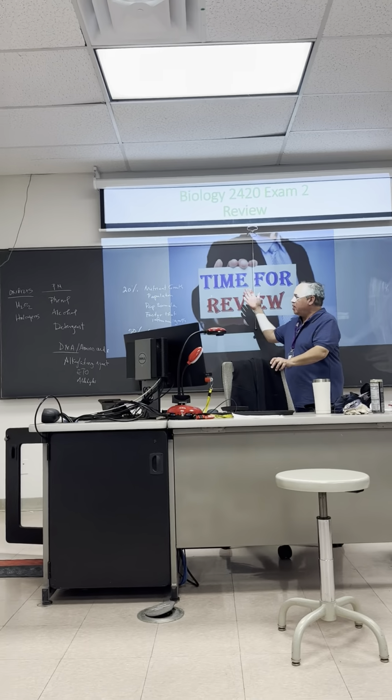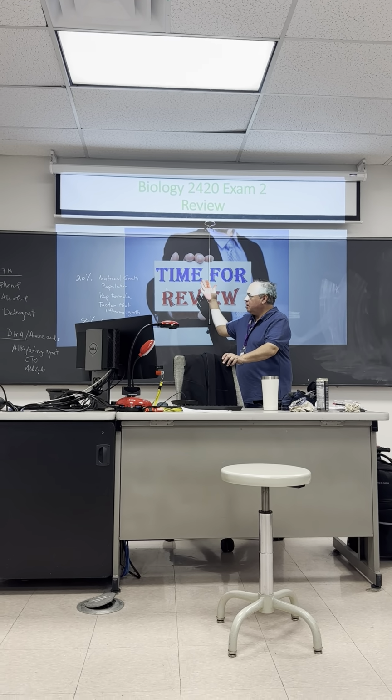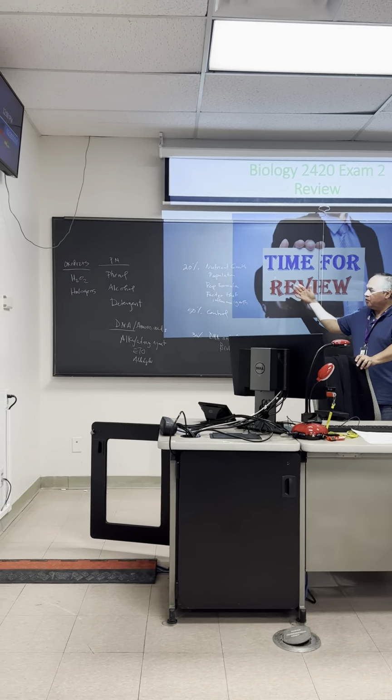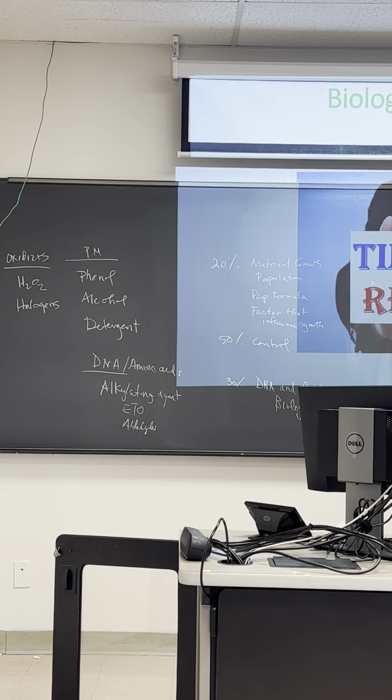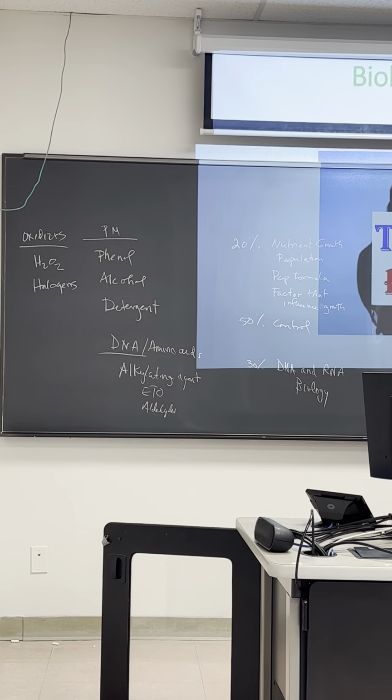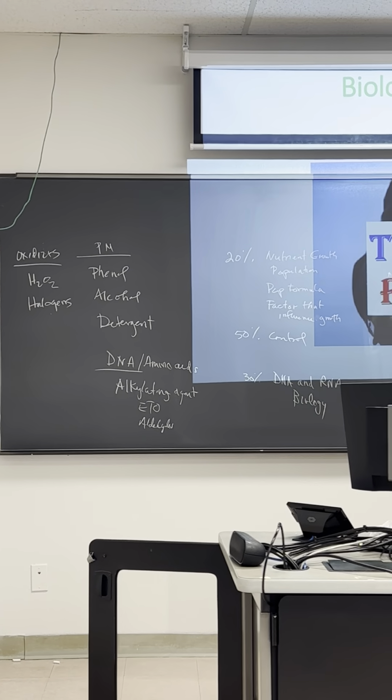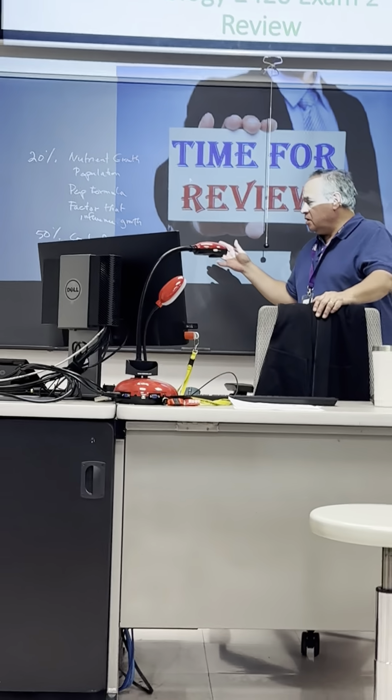Nutrition and growth, population, the population formula, the factors that can influence growth. 50% will come from control and all elements of control, except not antibiotics. There won't be any antibiotic stuff. I'm going to take them all out. And then the 30% will be DNA and RNA biology.